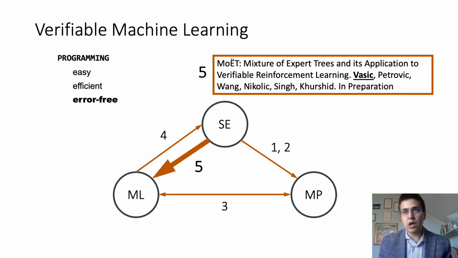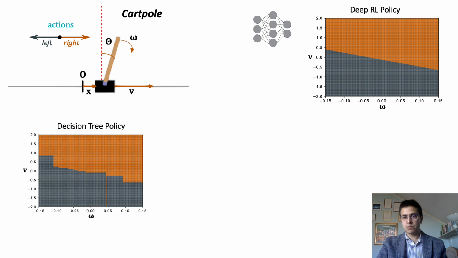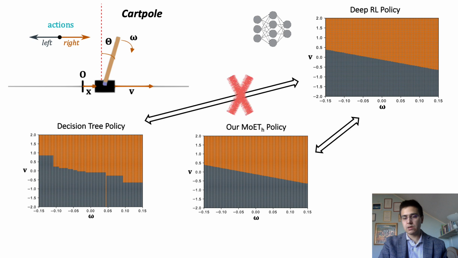Next, I'll talk about how we utilize software engineering and formal methods to aid machine learning. So in this technique, we basically built a model that mimics a deep reinforcement learning policy, that is a neural network, and then can be translated to SMT logic and be verified. And it's more performant, it has better representational power than a decision tree. Our model is called MOET, Mixture of Expert Trees. Also, you can read more about it in our paper.